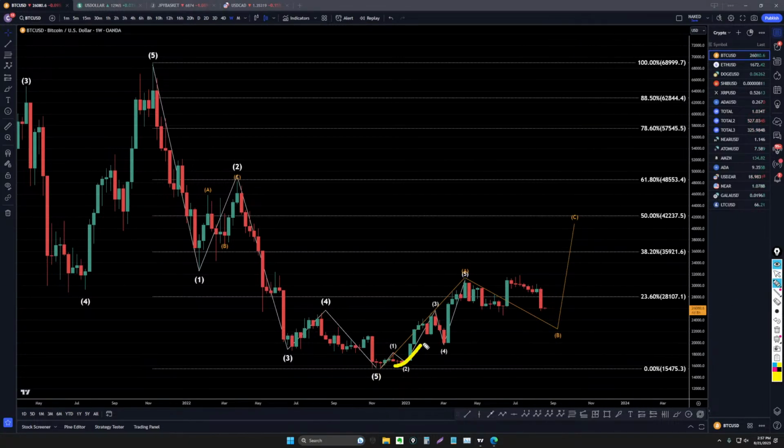My original thought was that this was an A and this is like a B and this was going to go up and make a C. Maybe that's what's going on here. We got an A, 1, 2, 3, 4, 5. This is a B. And now we're in a 1, 2, 3, 4, 5 of C. And then it's going to go up and make that bigger move up. That probably is what's going on.